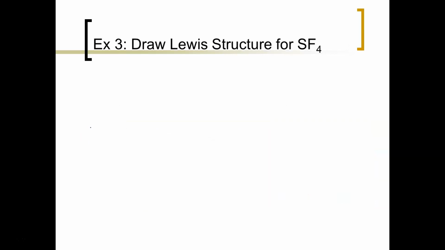So SF4, sulfur is in group 16. That has 6 valence electrons. And fluorine is in group 17, which has 7. And you have 4 fluorines. Okay, so 7 times 4 is 28 electrons, plus another 6. That gives you 34 electrons in this structure. So it only makes sense to put sulfur in the middle, and then the fluorines around it. So I'm still following my old rules as of now.